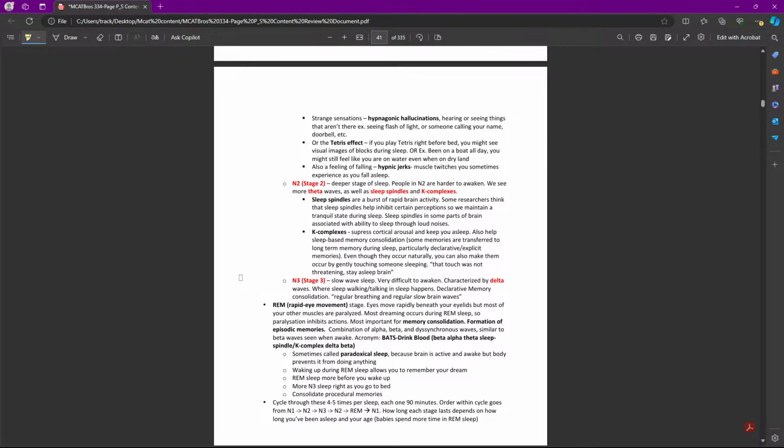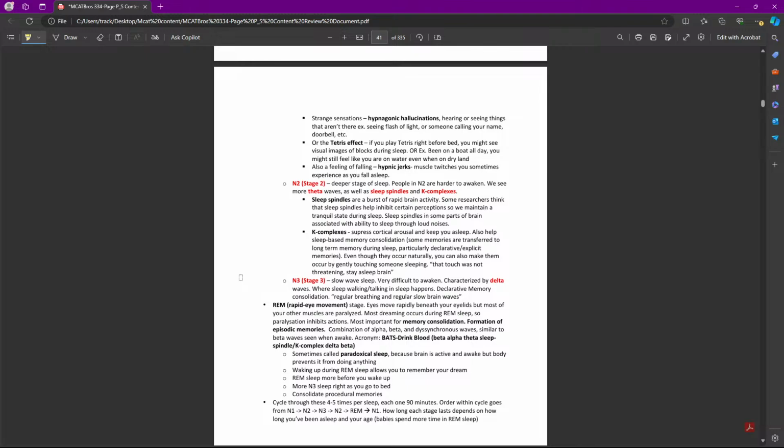Sleep spindles are bursts of rapid brain activity. Some researchers think that sleep spindles help inhibit certain perceptions so we might attain a deeper tranquil state during sleep. Sleep spindles in some parts of the brain are associated with the ability to sleep through loud noises. So, just think of sleep spindles as a suppressor of being woken up by loud noises.